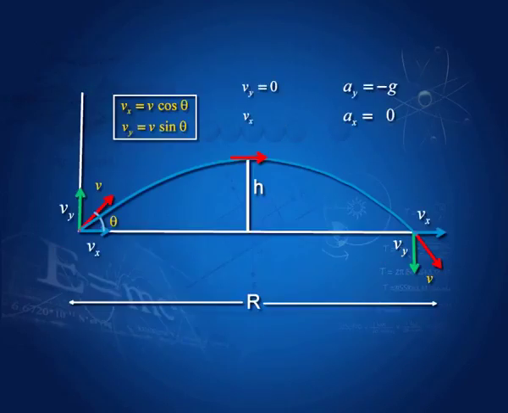I show you here the path followed by this body which is launched at an angle to the horizontal. Such a body is called a projectile. So, this path is that of a projectile. Sometimes this path itself is known as projectile, but the projectile is the body which is launched.